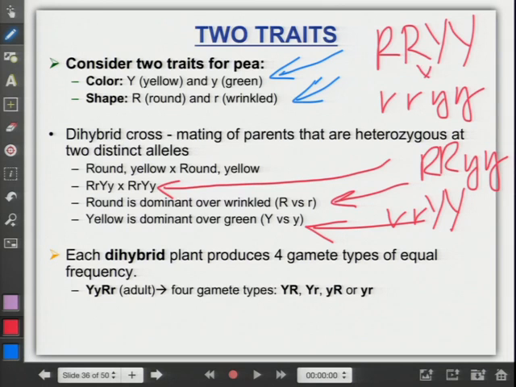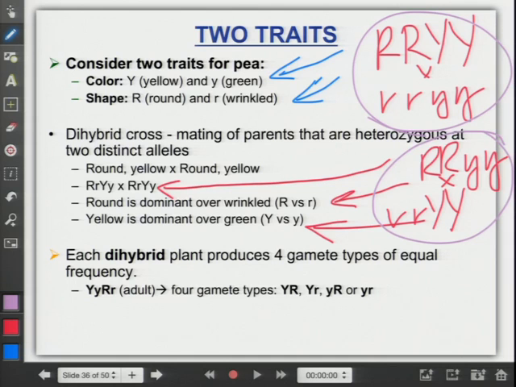Because if you cross these two or these two, you end up getting the same ratios. They'll be in different squares in your Punnett square, but when you count them up, it'll be the same. It'll end up looking the same. All of these guys are going to be heterozygous. They're all going to end up big R, little r, big Y, little y. That's all they can be. That's all the parents have to give away.